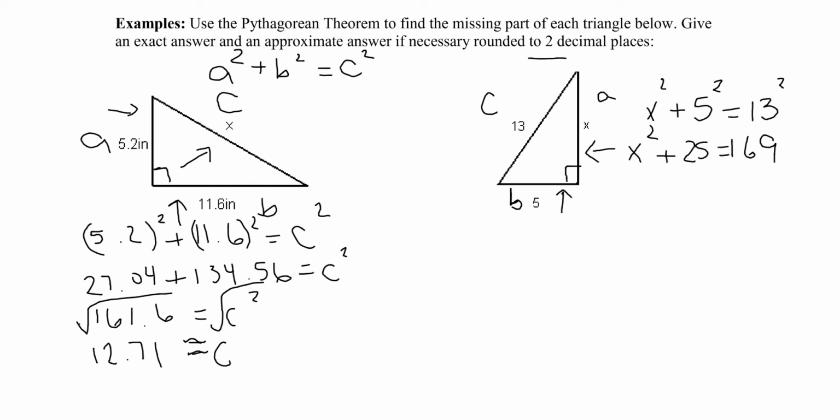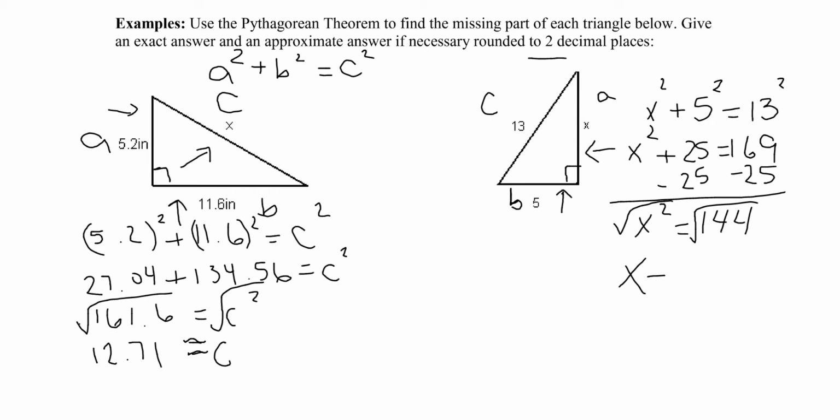And now really what I need to do is solve for x. What we're going to do is isolate the x squared. So we'll subtract 25 from both sides. When I do that, I get x squared is equal to 144. And now we need x, not x squared. So to unsquare, take the square root of both sides, and we get x equals 12. So here, the leg is 12, and that would be our final answer.